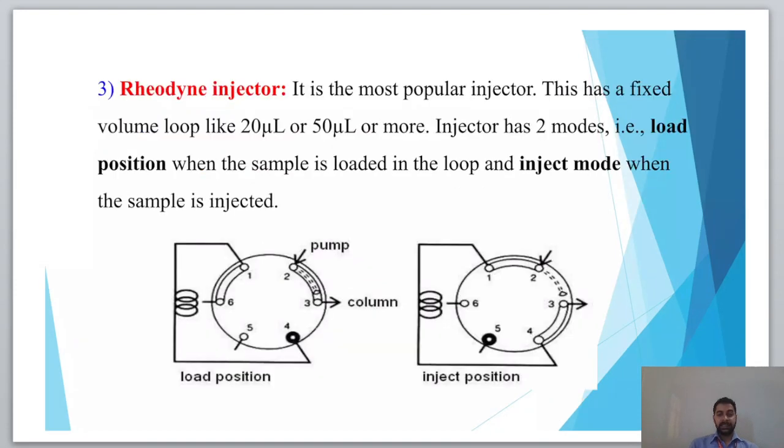Rheodyne injector. It is the most popular injector and the most common type of injector that we are using in the manual HPLC system. This has a fixed volume loop like 20 microliter or 50 microliter or more. The injector has two modes: one is load position, when the sample is loaded into the loop, and inject mode, when the sample is injected.